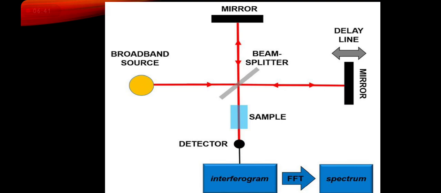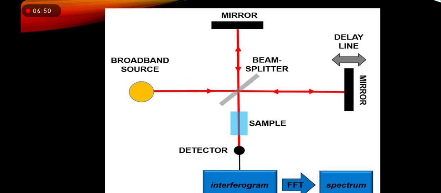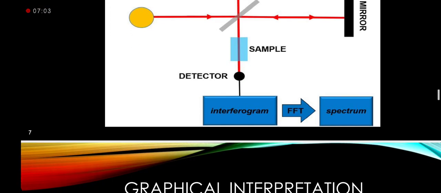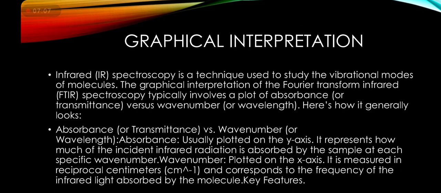There is an overview of the principle. You can observe it. There is a mirror, broadband source, beam splitter, delay line, mirror, sample, detector, interferogram, FFT, and spectrum. Now there is a graphical interpretation of FTIR.